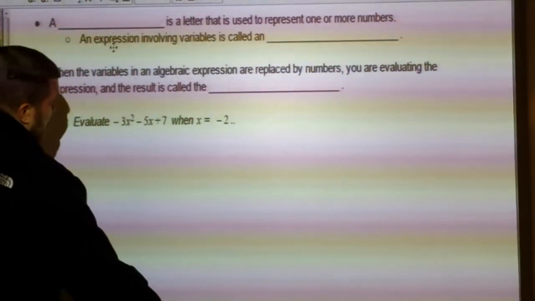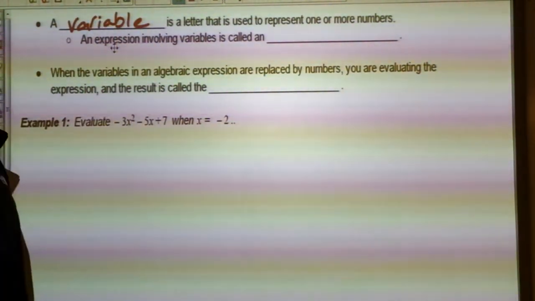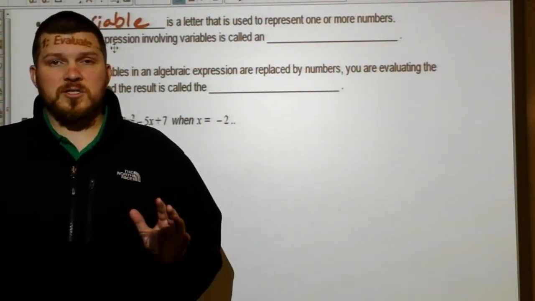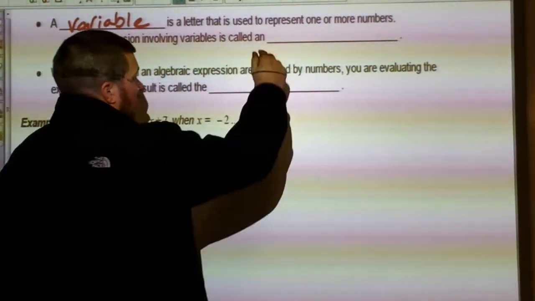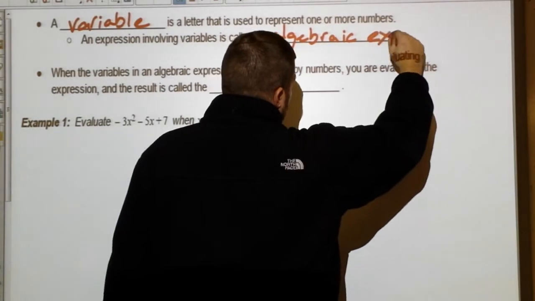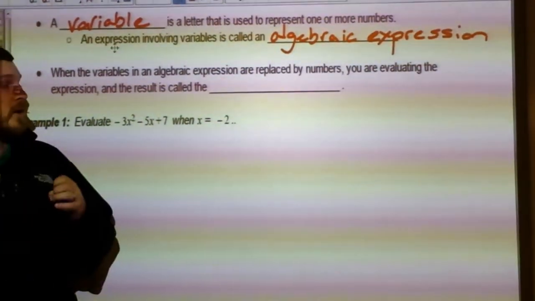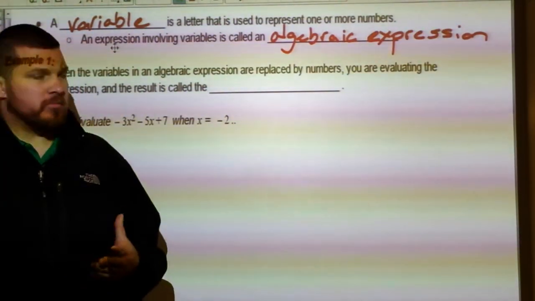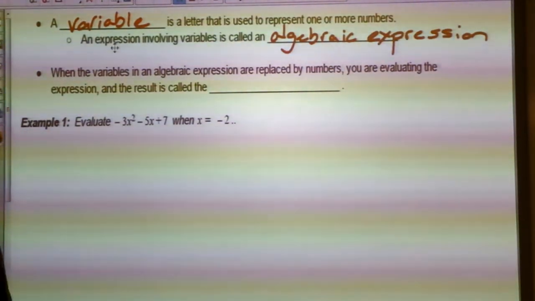So a variable is a letter that's used to represent one or more numbers. Typically, again, we use letters, but you can also use a smiley face or any other symbol that you like to just represent some number that you don't know. And an expression involving a variable is called an algebraic expression. And when the variables in an algebraic expression are replaced by numbers, you're doing what's called evaluating the expression. And when you evaluate the expression, the result that you get is called the solution.